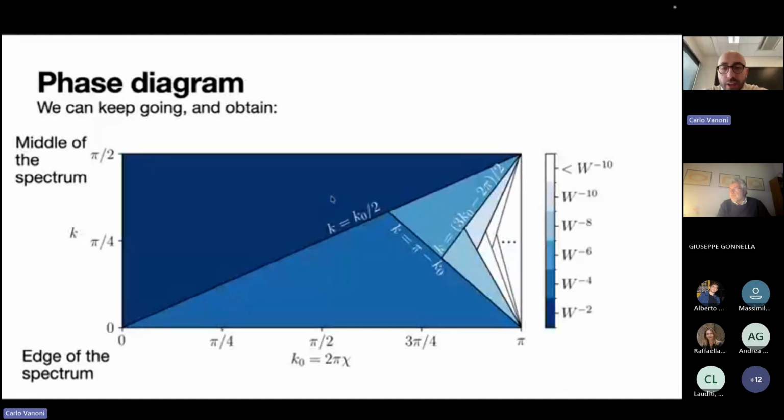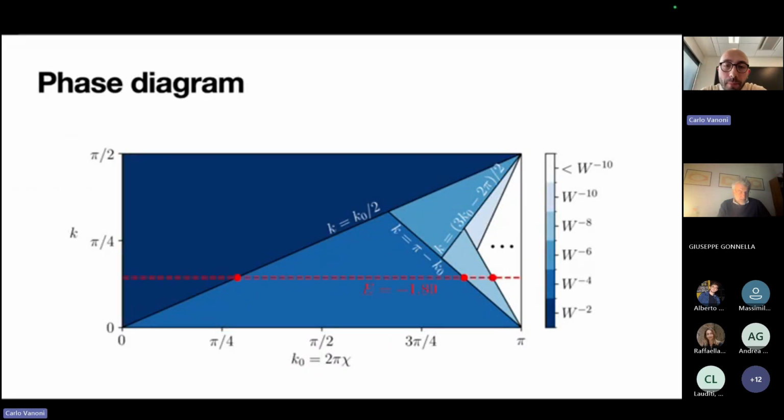And notice that you can have weird regions in which you can jump between W to the -2 to W to the -6, or W to the -4 to W to the -8. So you can skip orders in perturbation theory in a quite non-trivial way. Let me also show you some numerical results in which you can actually see that this is the case.